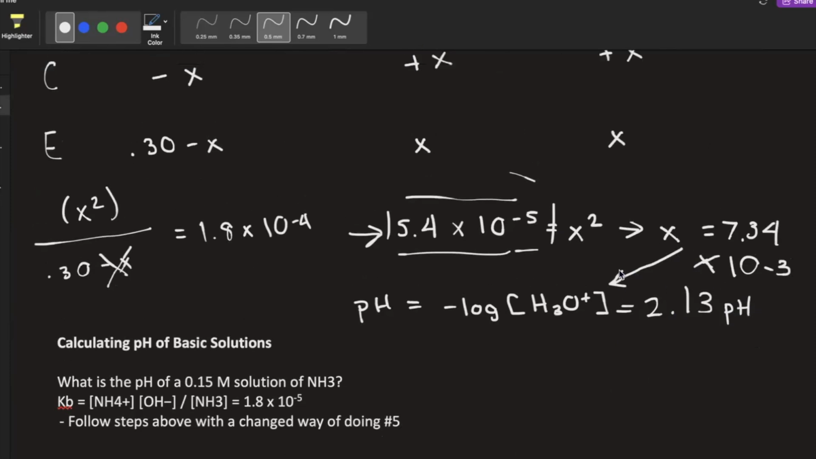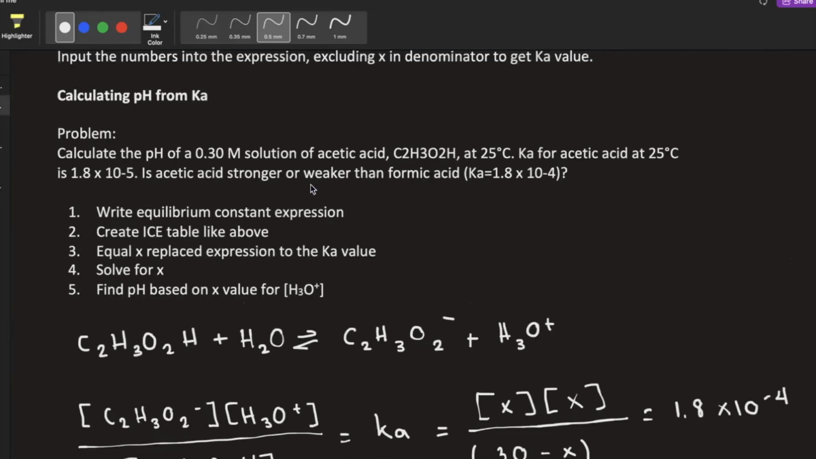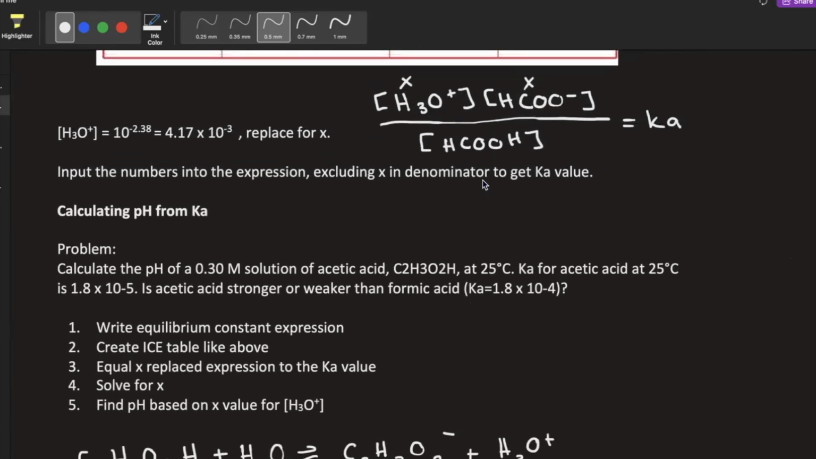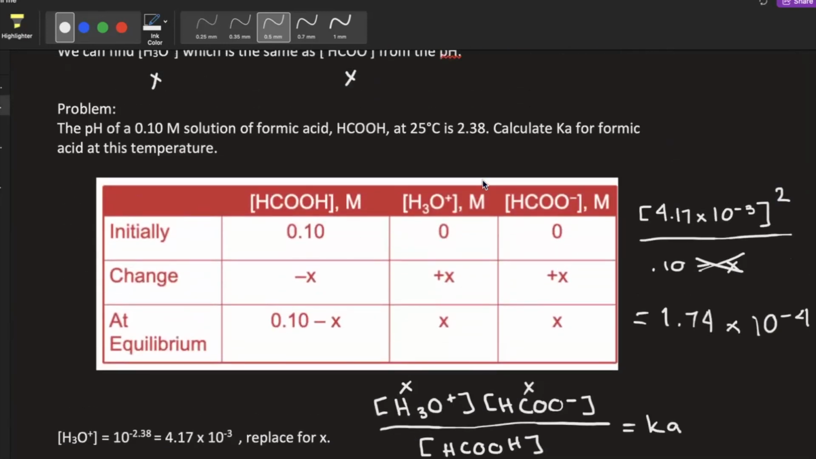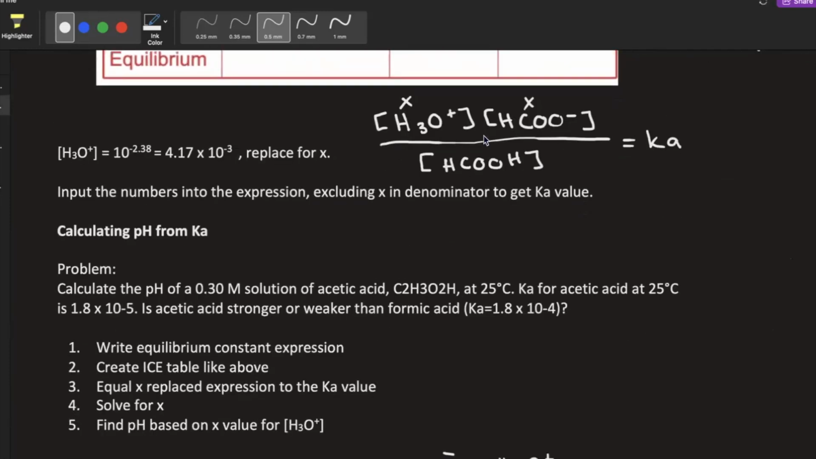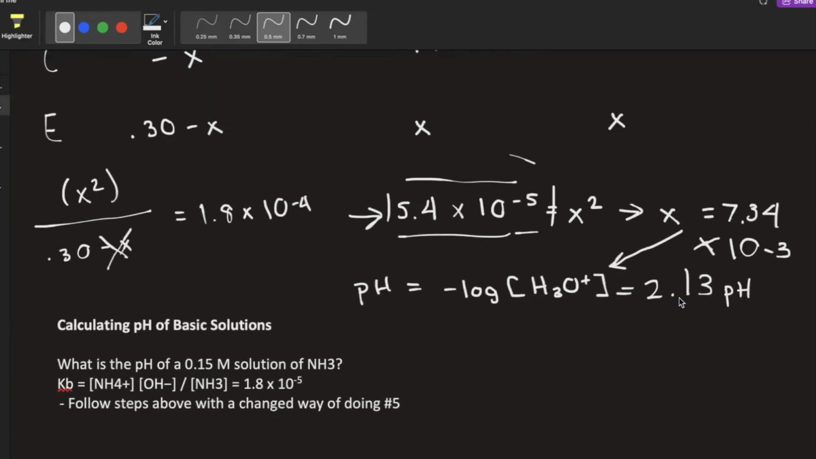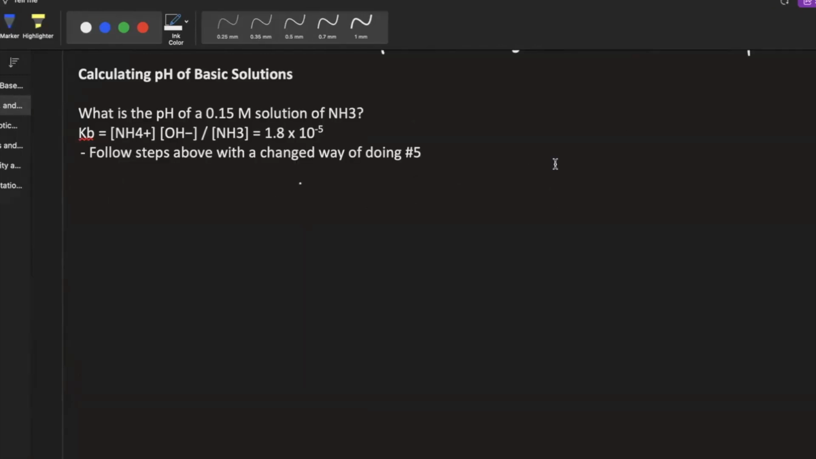Okay. So going back to the question, we say, is acetic acid stronger or weaker than formic acid? The Ka value. So we know that the pH of formic acid is 2.38, and the pH of acetic acid is 2.13. We know that acetic acid is going to be the stronger acid because it has a lower pH. Okay, now we can look at calculating pH of basic solutions.